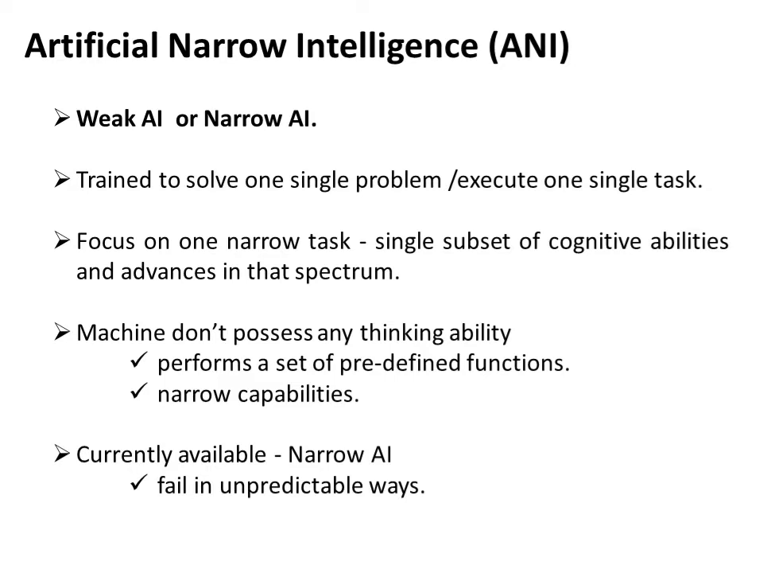They have narrow capabilities like recommending a product for an e-commerce user or predicting the weather and so on. In the world of artificial intelligence, the most common and currently available AI is the narrow AI. But this narrow AI can fail in unpredictable ways if it goes beyond its limits.